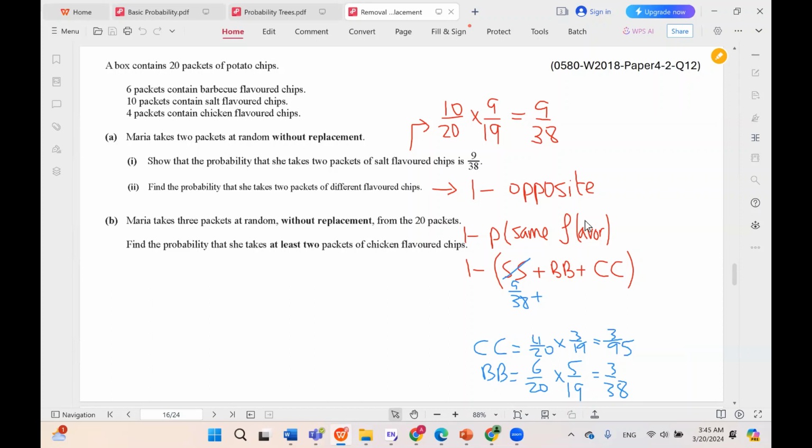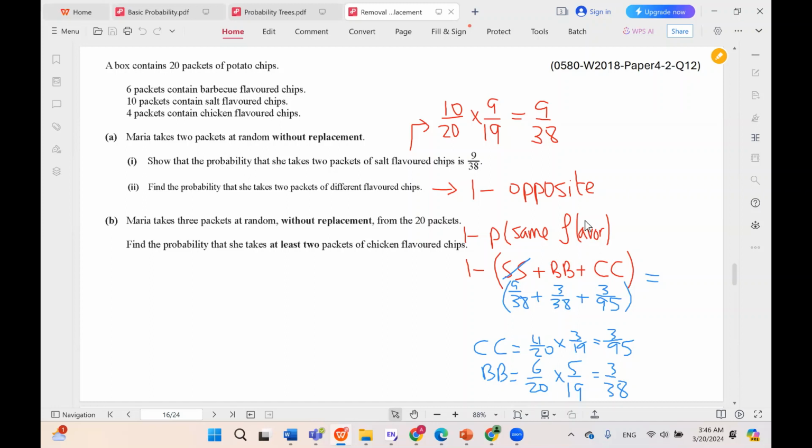So now we just plug them in and add. So we have 9 over 38 plus 3 over 38 plus 3 over 95. And we add these up and then we subtract: 1 minus the answer. So 1 minus 9 over 38 plus 3 over 38.